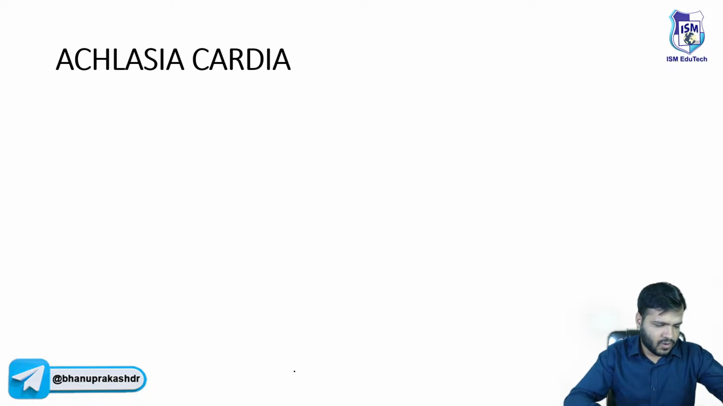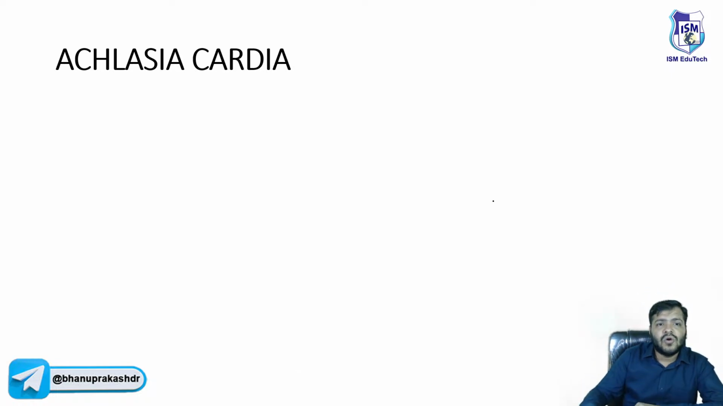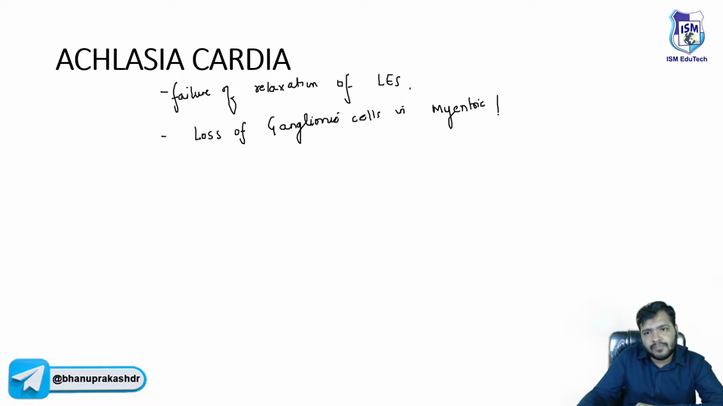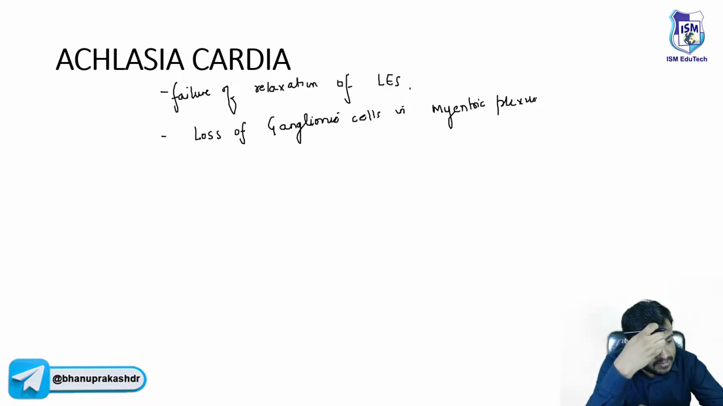What is the problem in achalasia cardia? Now, you already know that there is failure of relaxation of the lower esophageal sphincter. Why is there a failure of relaxation? Because there is loss of ganglionic cells in the myenteric plexus, also called Auerbach's plexus.